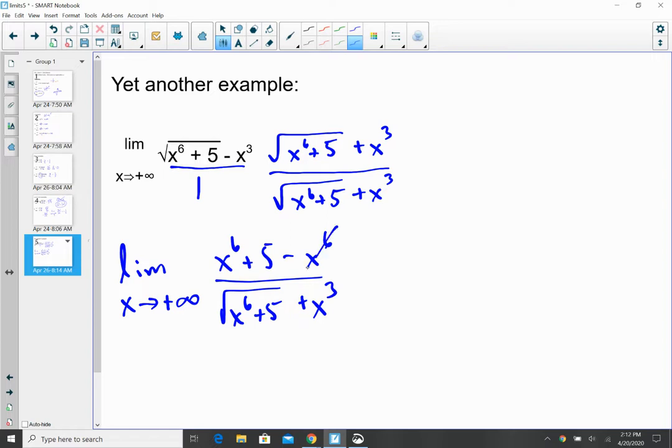So now we could say, those guys are going to take each other out. And we could say, all right, look at this. The limit as, what am I doing? That's nothing. Let me get rid of the whole thing and start over again. There we go. Limit as x goes to positive infinity of 5 over x to the 6th plus 5 plus x to the 3rd.